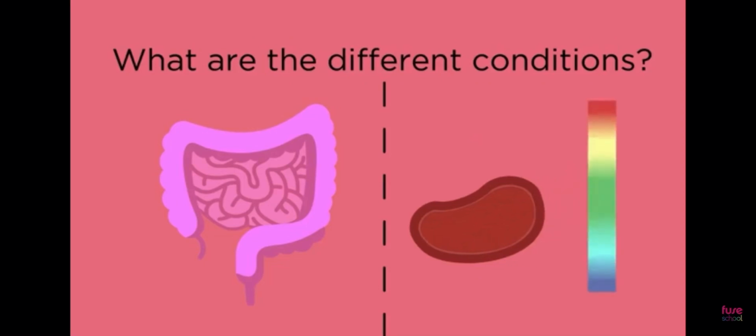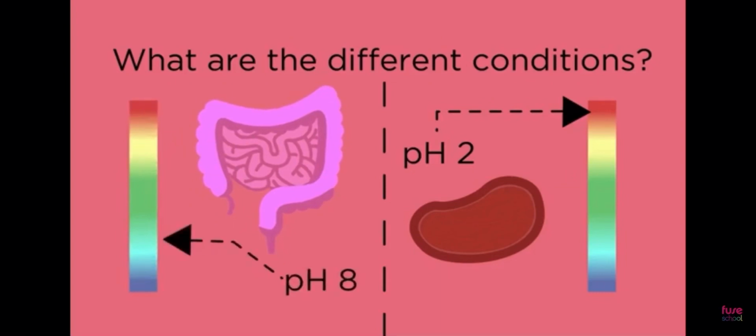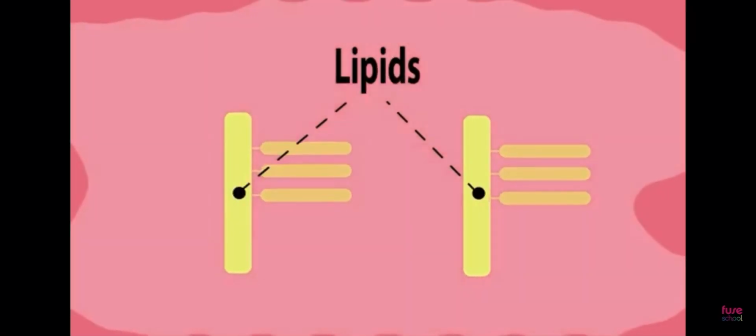Whilst the stomach is very acidic and has a pH of about 2, the small intestine has a higher pH of about 8. Protease enzymes, which work well at pH 2, don't work at pH 8, which is why different protease enzymes are needed in the small intestine. And the last group of food, lipids.